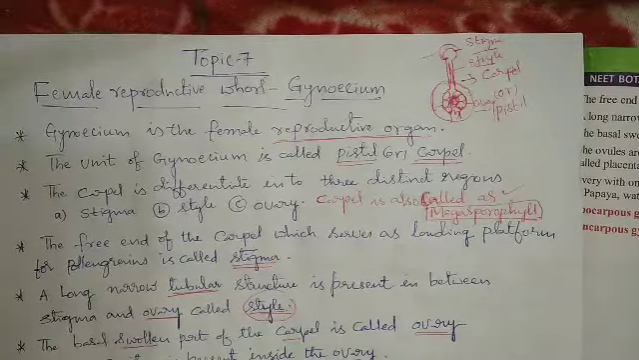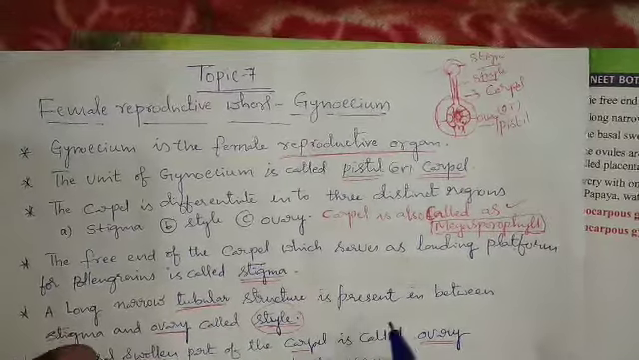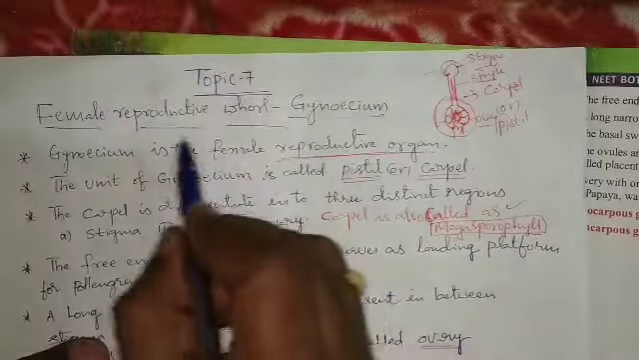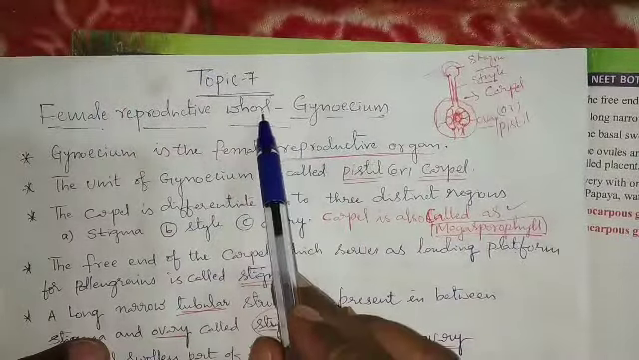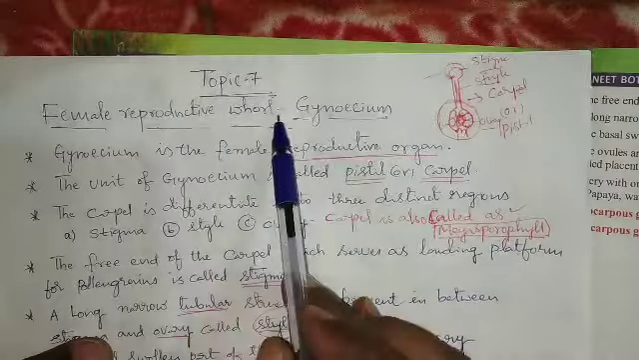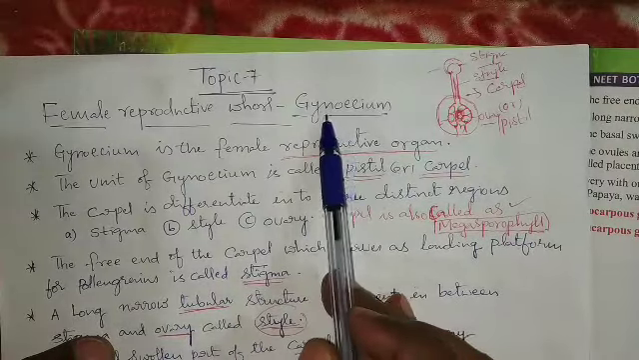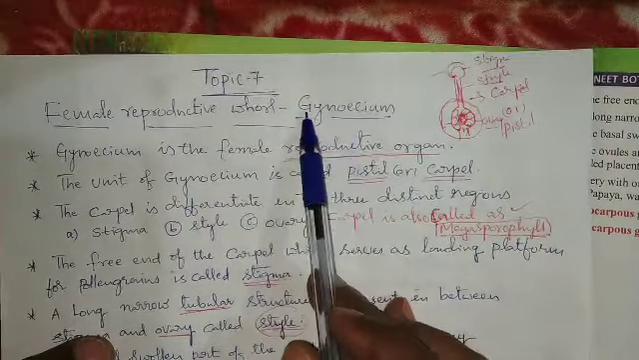Hi students, today's topic 7 is the female reproductive whorl. The female reproductive whorl is called the gynoecium. We already discussed that. That is the fourth whorl.